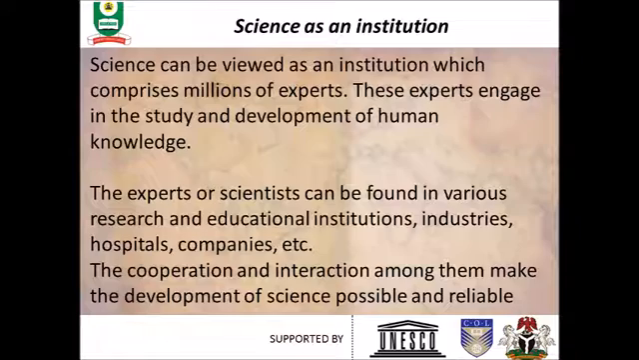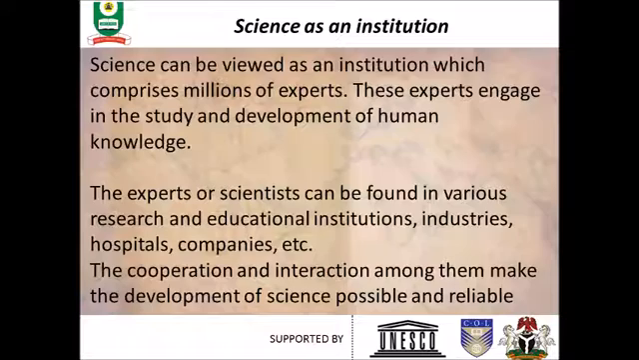Science as an institution. What do we mean by that? Science can be viewed as an institution which comprises millions of experts. These experts engage in the study and development of human knowledge. The experts or scientists can be found in various research and educational institutions, industries, hospitals, companies, and so on. So, the cooperation and interaction among them make the development of science possible and reliable.